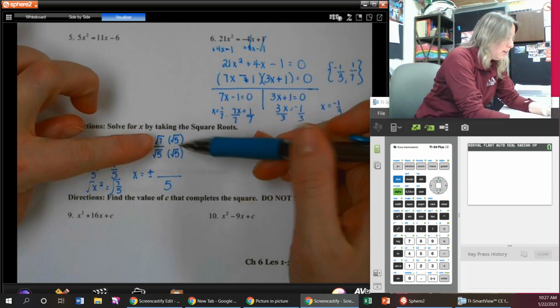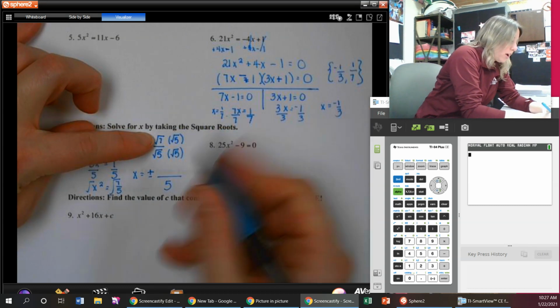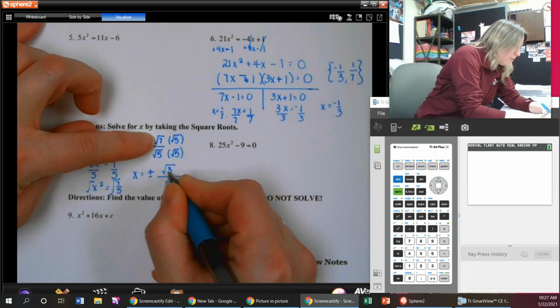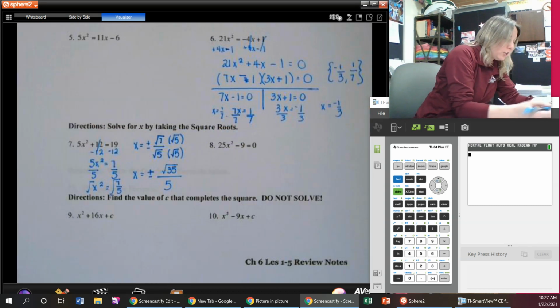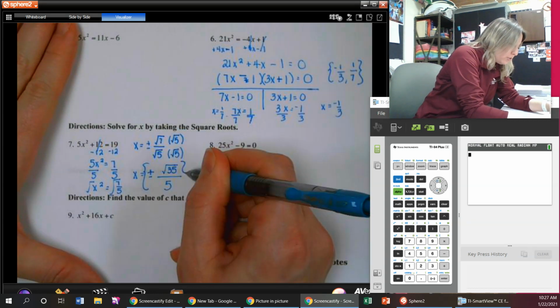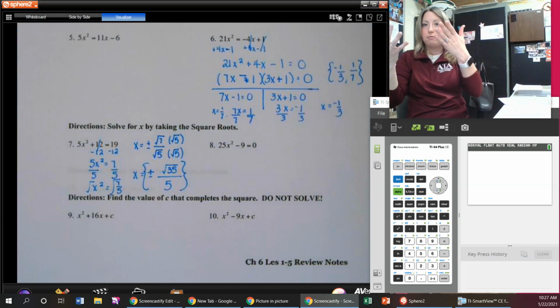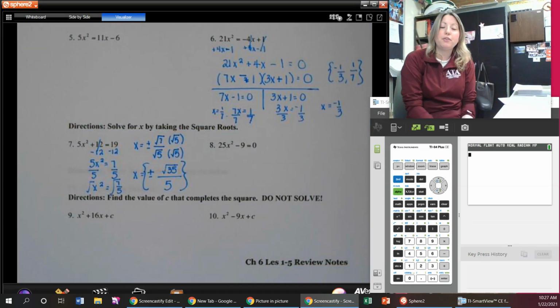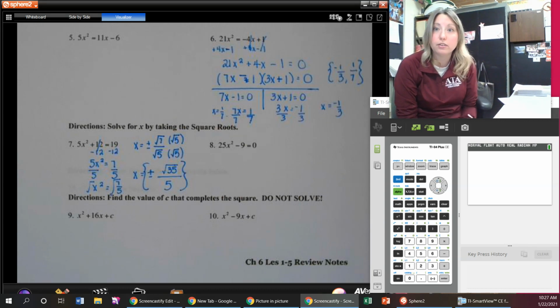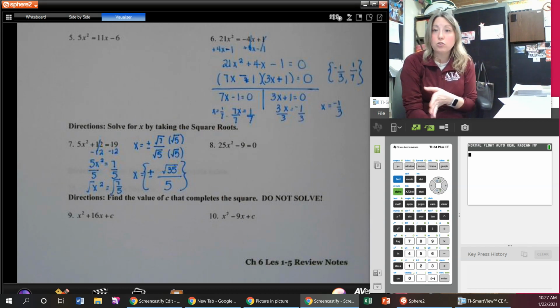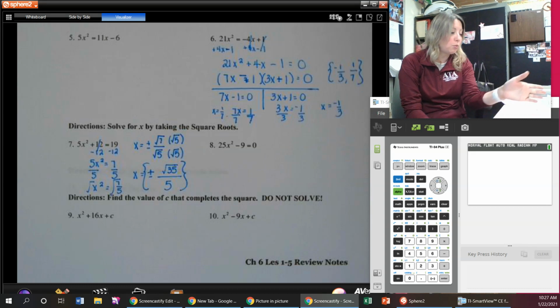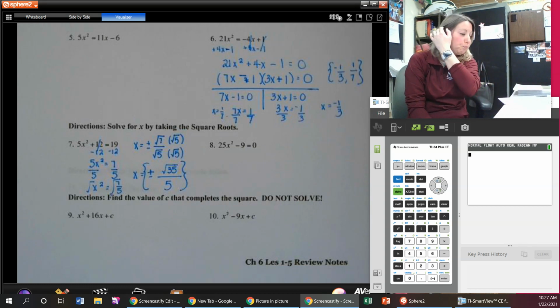Then here, radical 7 times radical 5 is radical 35, which is not evenly divisible by any perfect squares. So that's it. Plus and minus radical 35 over 5 is your final answer. When taking the square roots, always get that x squared alone first.